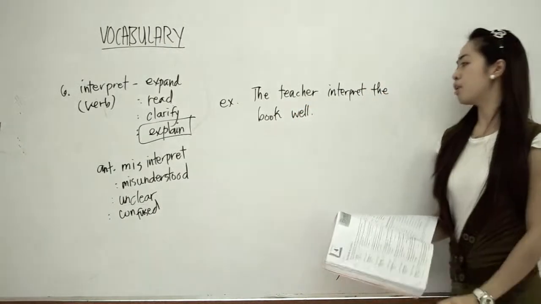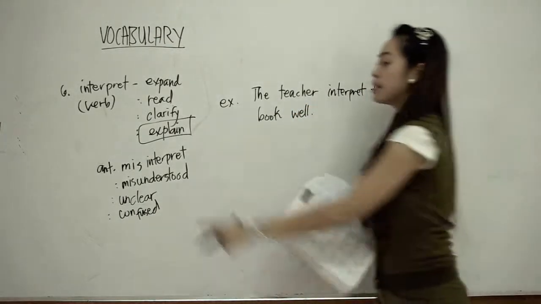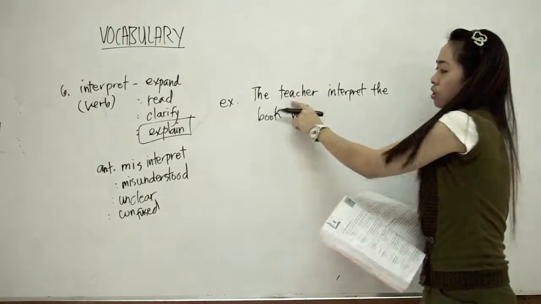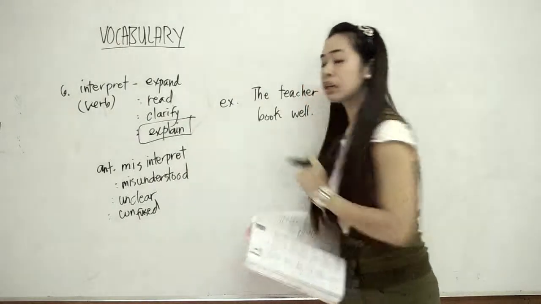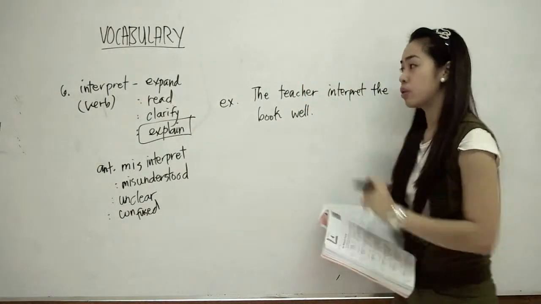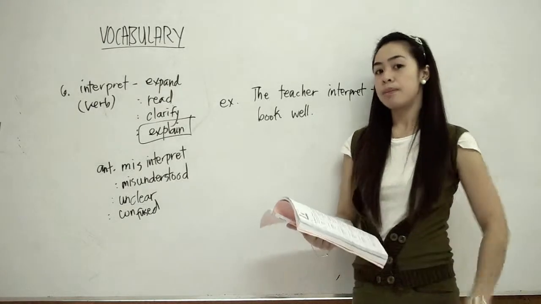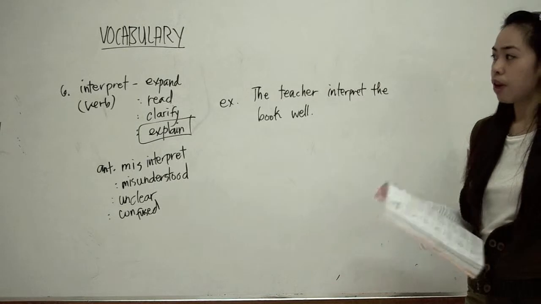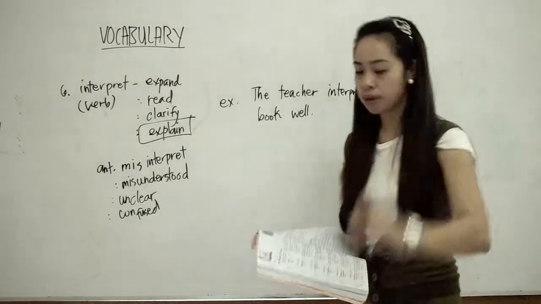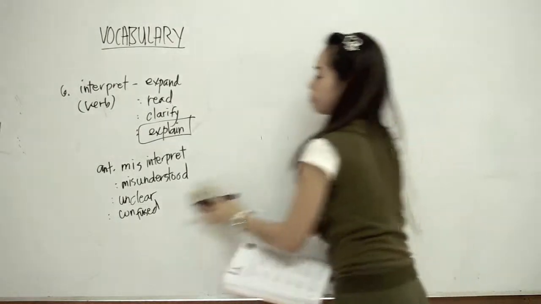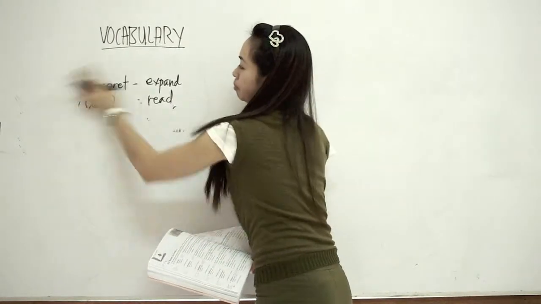The teacher interpreted the book well, meaning the teacher was able to explain the book well. The teacher was able to read or clarify or expand the book well. Okay, so that is what interpret means. I hope you got all the 1, 2, 3, 4, 5 to 6 vocab. Now let's proceed with our 7th vocab.